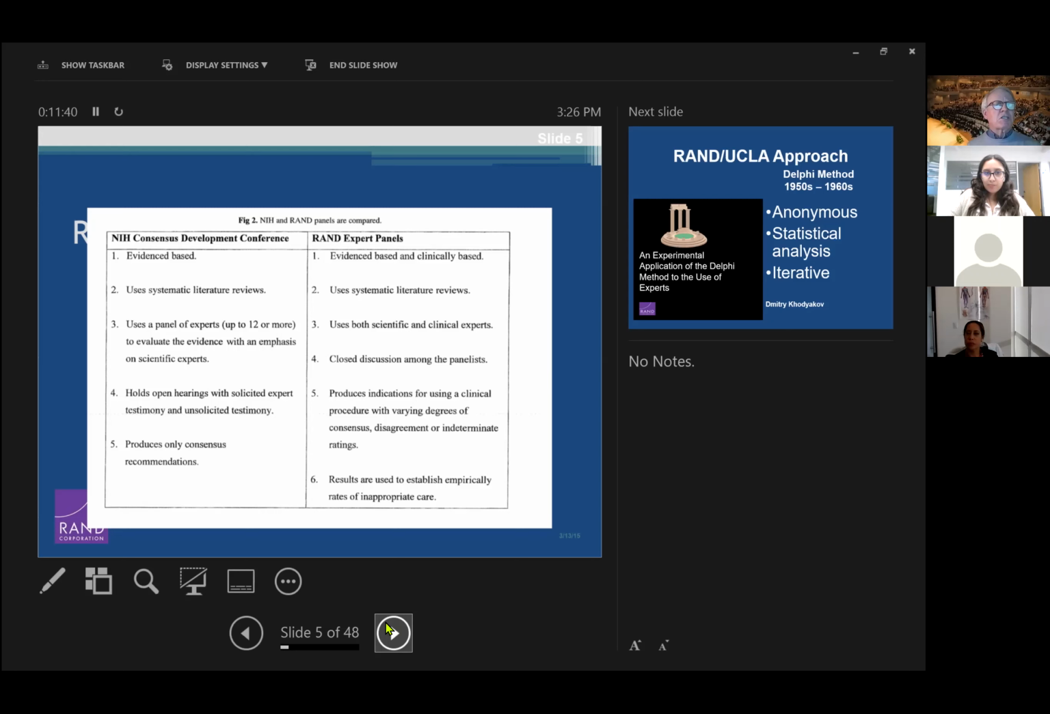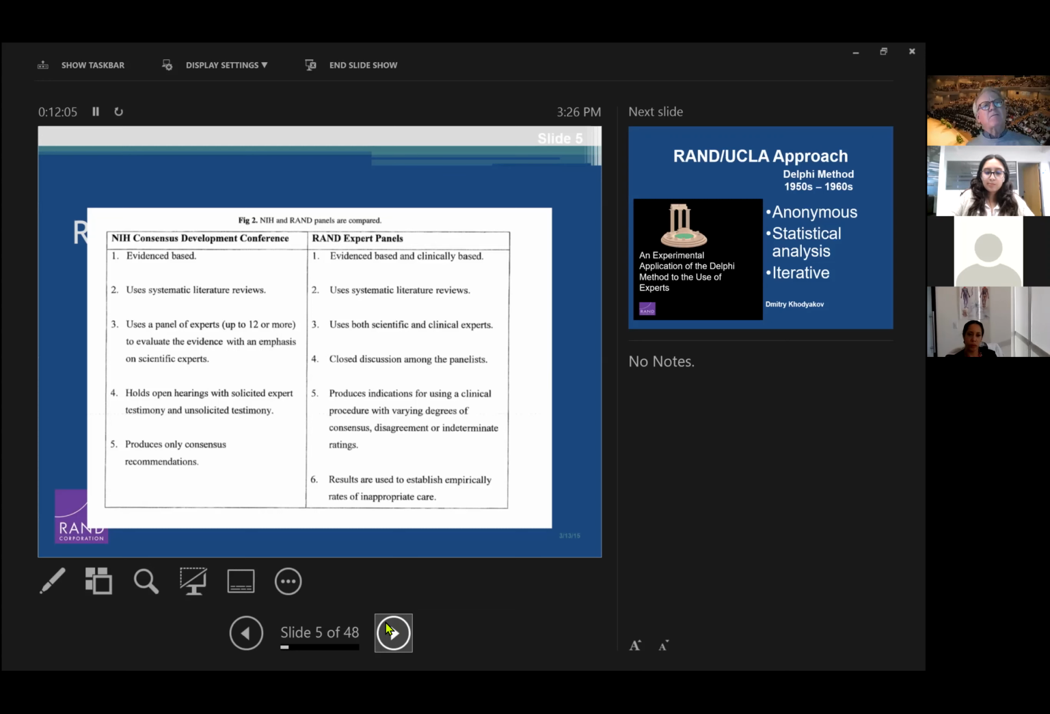So RAND tries to look at the scientific evidence like the NIH, but it doesn't ignore clinical acumen. It's a closed discussion amongst the panelists. No one else gets to actually participate in it. And they don't force consensus. They measure the degree of consensus and they report on it, but they don't force it. So they don't have to all agree. So on any given recommendation, we can say this was the degree of consensus, this was a degree of uncertainty, or this was a degree of disagreement, right?